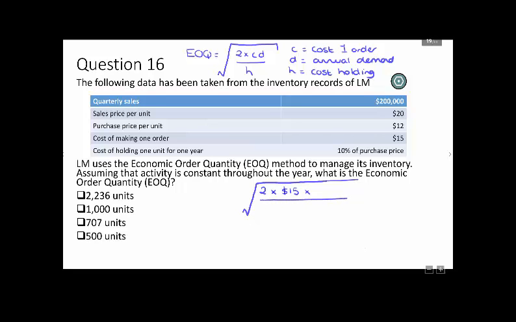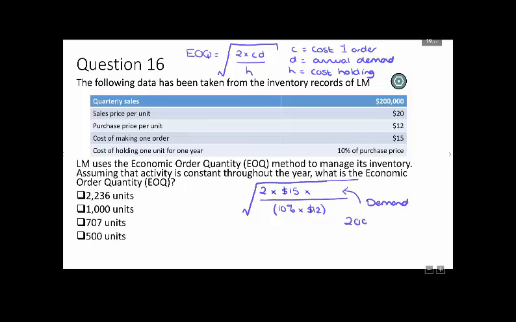But once we've got that demand, we'll be dividing by the cost of holding 1 unit, which in this case is 10% of that purchase price of $12. So really the main bit of the question is working out what we'll include here as being our annual demand.